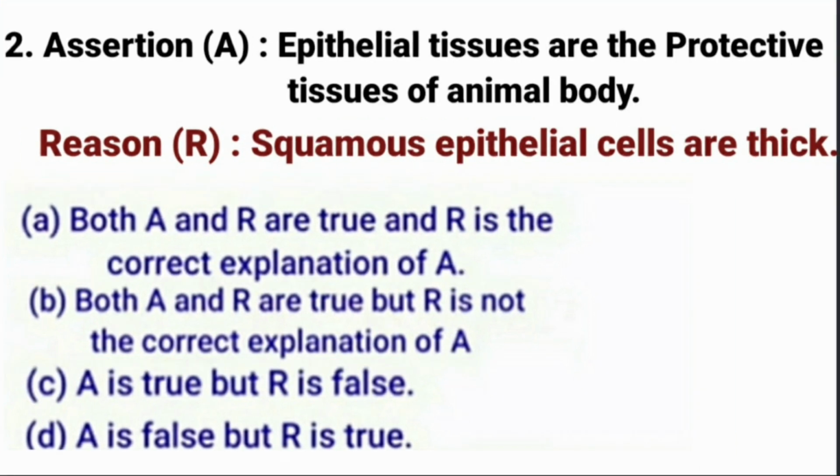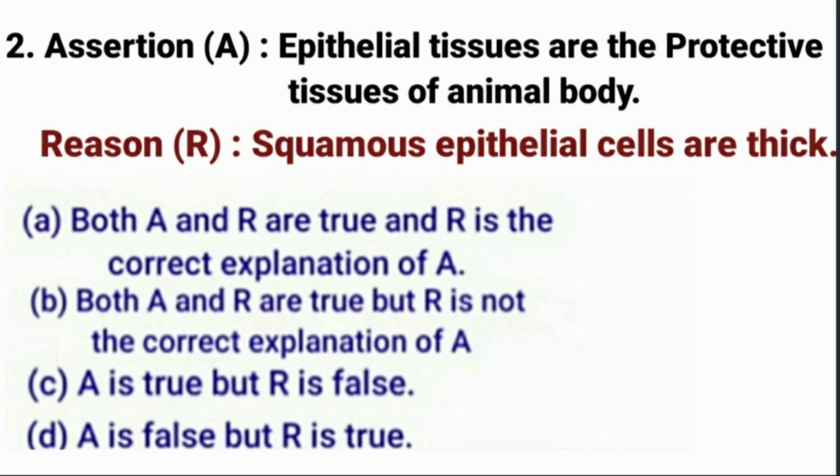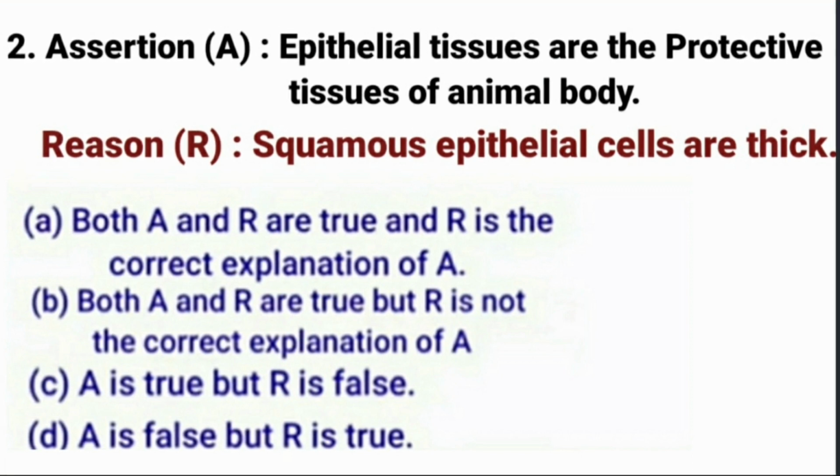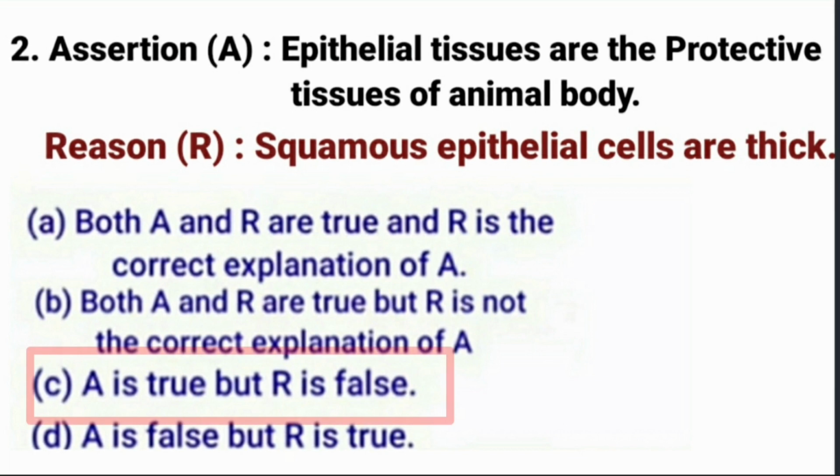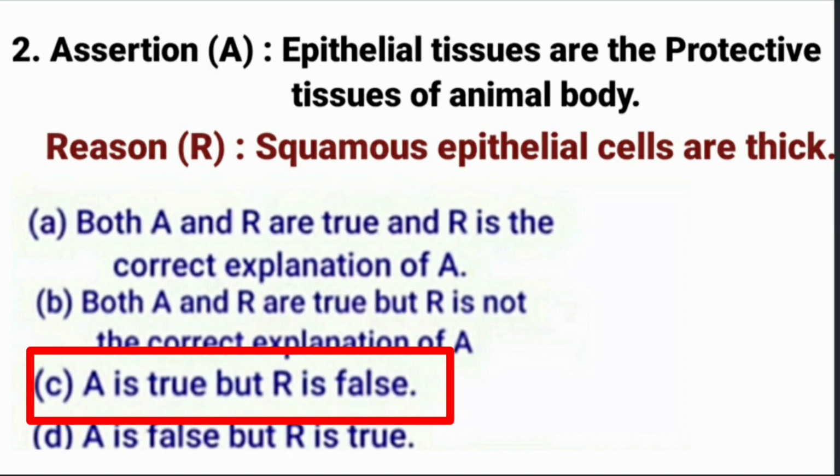Next question, assertion: epithelial tissues are the protective tissue of animal body. Reason: squamous epithelial cells are thick. Here assertion is true. Reason is false. Squamous epithelial cells are extremely thin. So correct answer is option C. That is, assertion is true but reason is false.